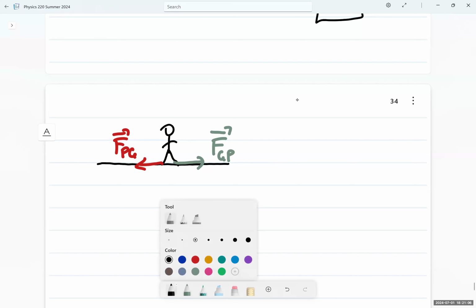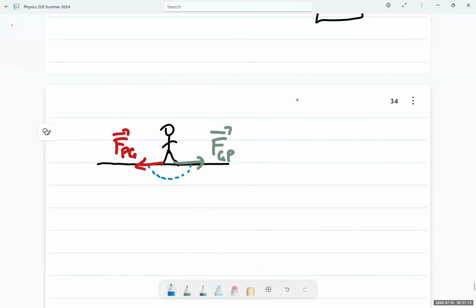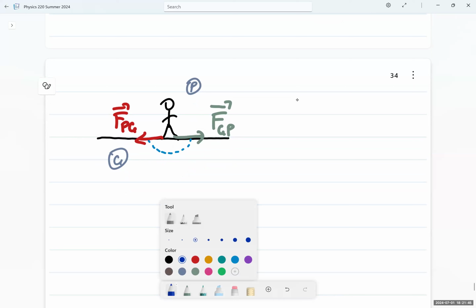And these two forces are what we call interacting forces. Because if I take the ground and the person, there are two things interacting with one another. And these two forces are an example of action-reaction. So the action of the person pushing the ground has an equal but opposite reaction of the ground pushing back on the person. Those forces are always going to be the same magnitude, but in opposite directions.